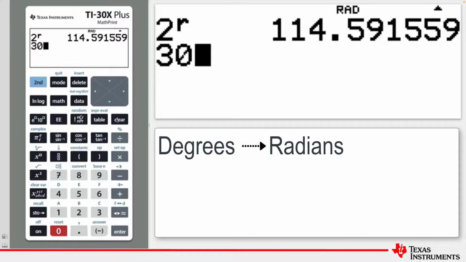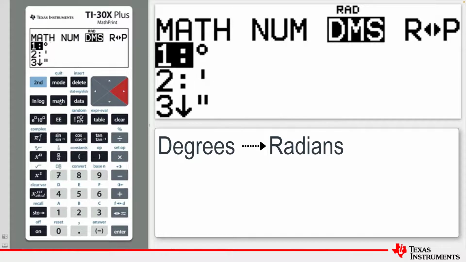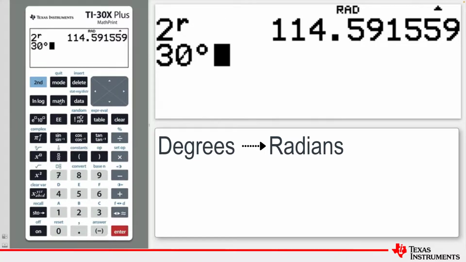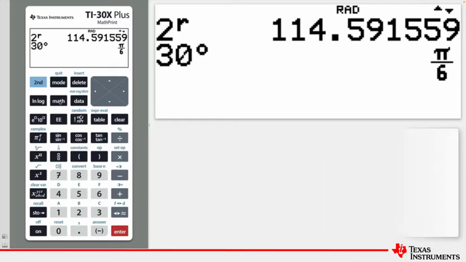Type 30, and then to indicate that you're referring to 30 degrees, press Math, DMS, and degrees. When you press enter, because you're in radian mode, the angle will be converted to the equivalent, which is pi on 6 radians.